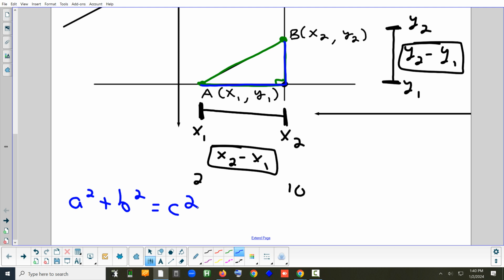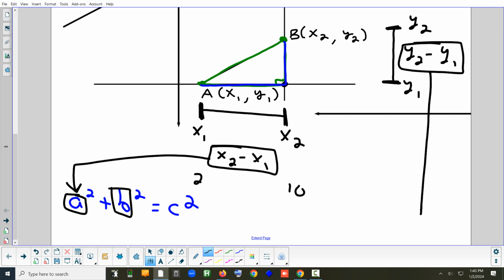And what letter are we really trying to find in this problem? C. We're trying to find C. And we know this, and we know that. A is x2 minus x1. And B is y2 minus y1. So all we're going to do is rewrite the Pythagorean theorem, filling in the formula for the two sides that we know.